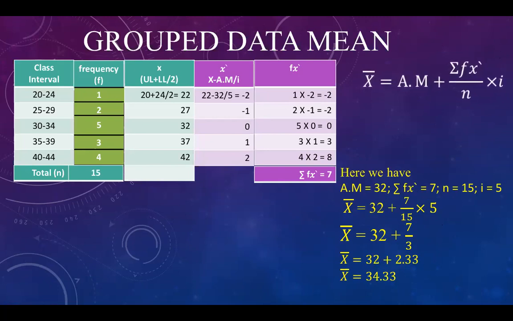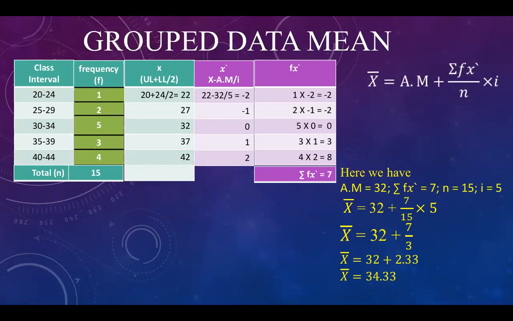So as you have seen, in the shortcut formula the mean is 34.33, and in the long cut formula the mean remained the same. If you have not made any mistake, then both the formulas should give the same mean.